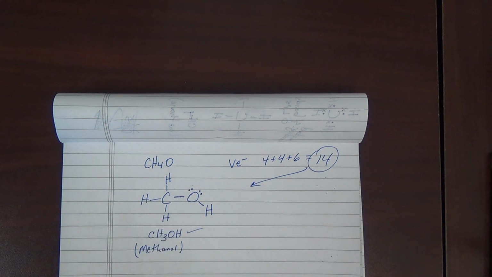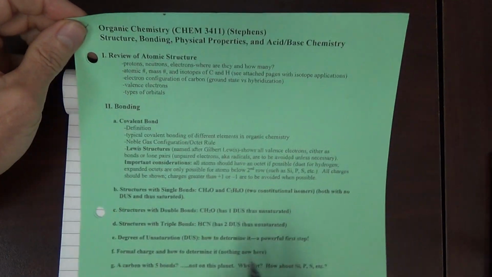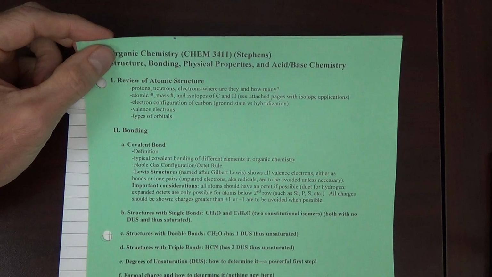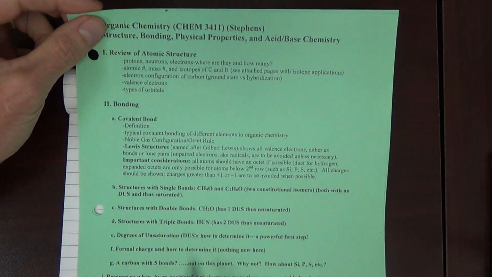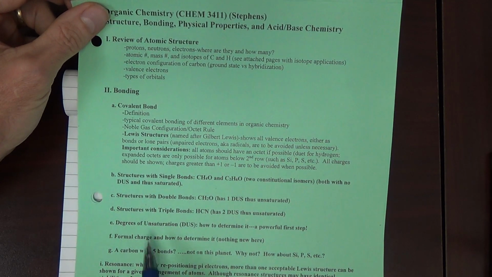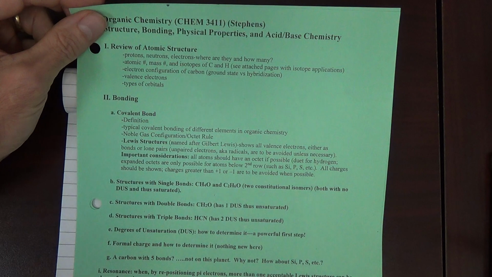Okay, so we came up with a structure. I'll end this video here and ask you to try the next ones on your own a little bit, and we'll go through these and we'll see compounds that have double bonds and triple bonds. We'll bring in a nitrogen here, degrees of unsaturation, and we'll continue along this handout.